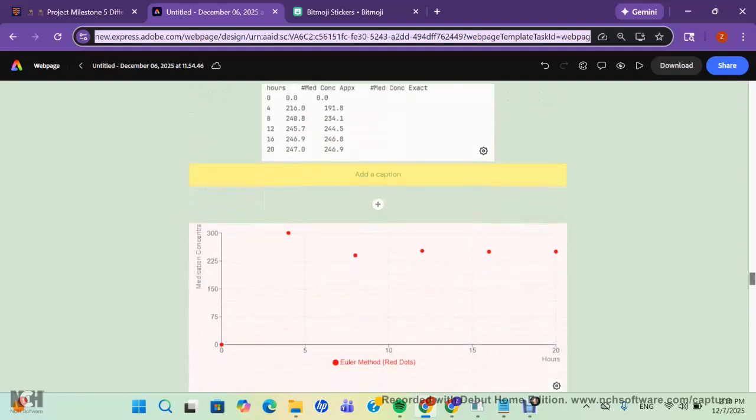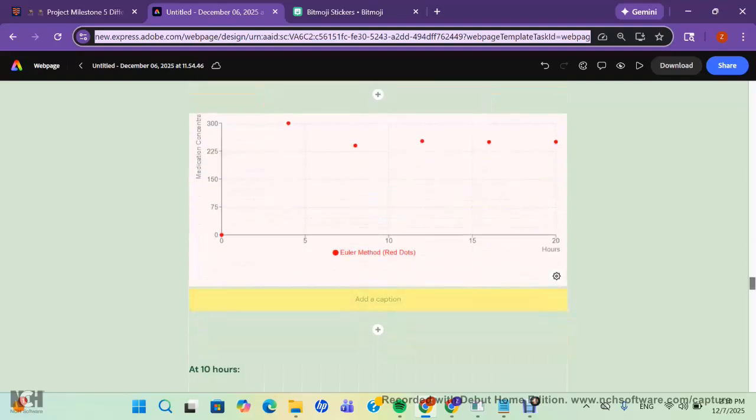So this is what I got, and now if we look at the graph, what do we notice that's different? Now we only have 6 red dots in total at 0, 4, 8, 12, 16, and 20 hours. The red dots are noticeably further from the blue line. There are huge gaps between the calculations where the approximation completely misses what's happening.